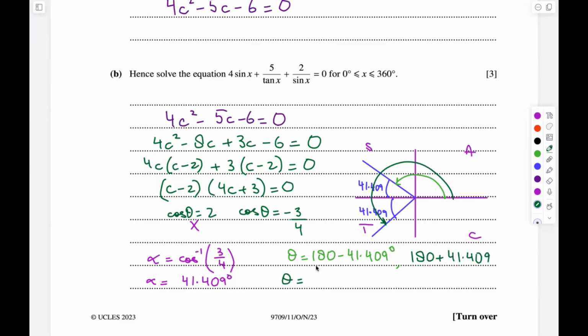Writing our answer to 3 significant figures, 1 decimal place in case of degrees. So this will become 138.6 degrees, and this will become 221.4 degrees. So the values of theta, we'll have two values, 138.6 and 221.4 degrees.